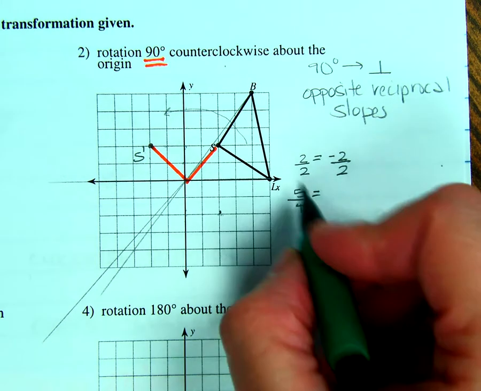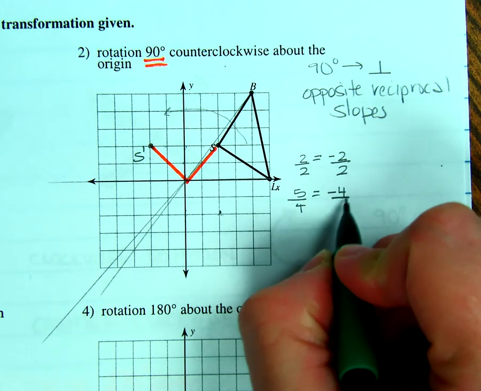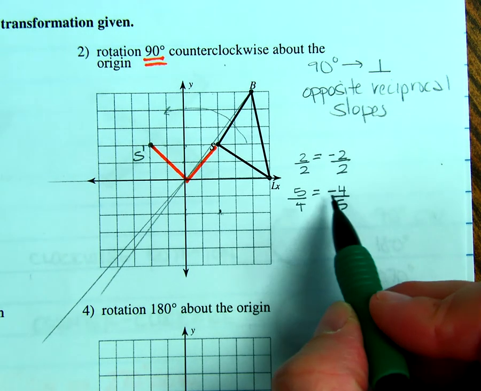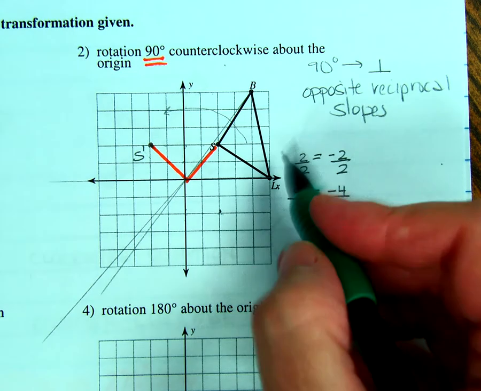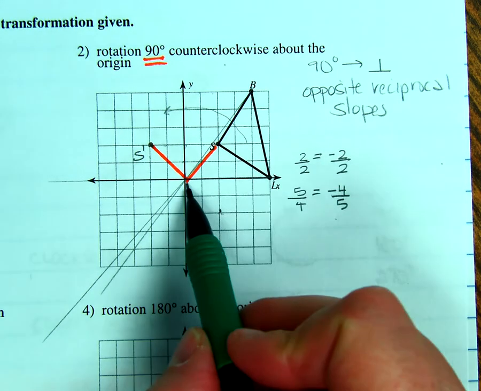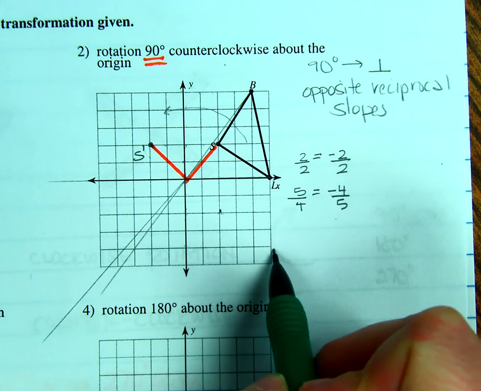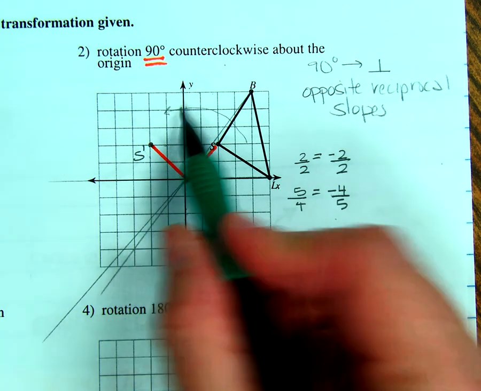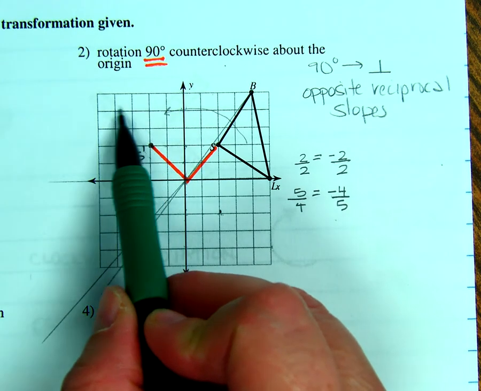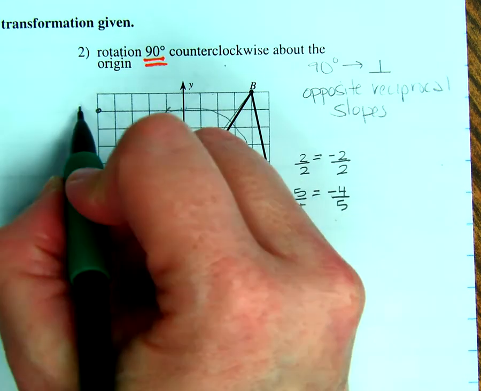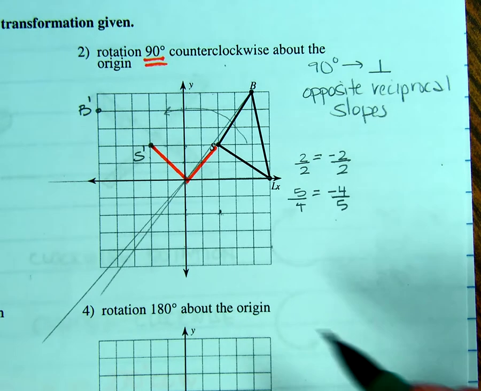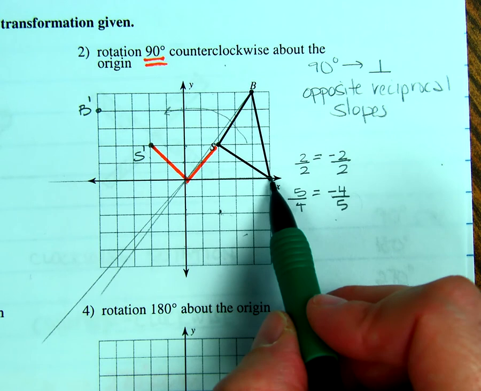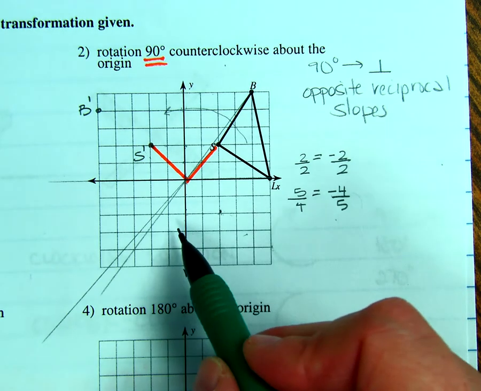Opposite reciprocal would be down 4 and to the right 5. Same thing though, remember when we have a negative, we can move this negative either in the numerator or denominator. So if I went down 4 and to the right 5, that is going to put me over here. Instead, I'm going to go up 4 and to the left 5. So B prime. If we would use this and end up with B down here, that would be what we would use for rotating 90 degrees clockwise.